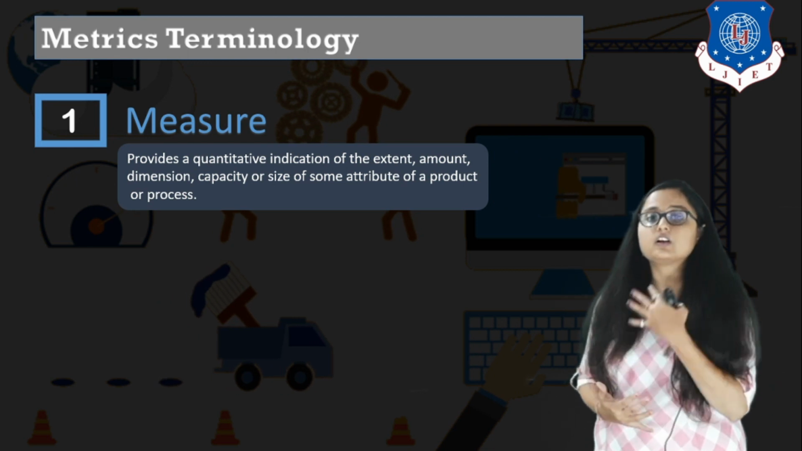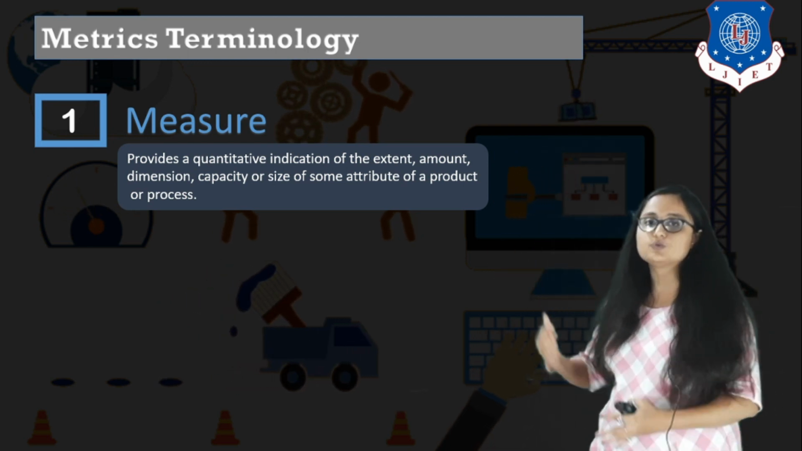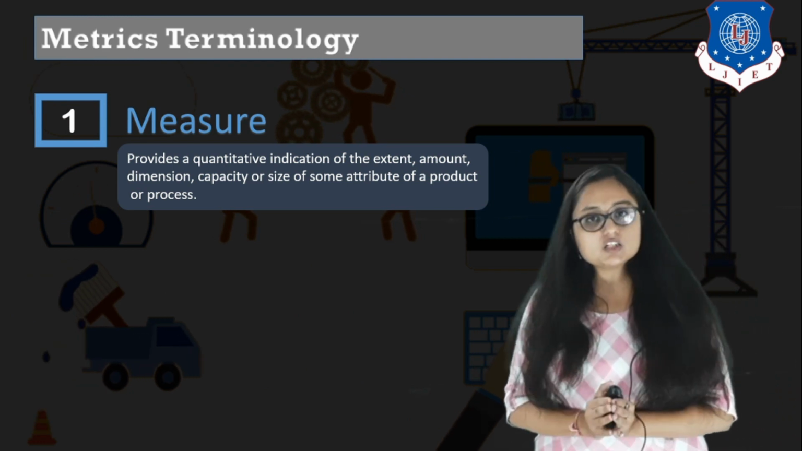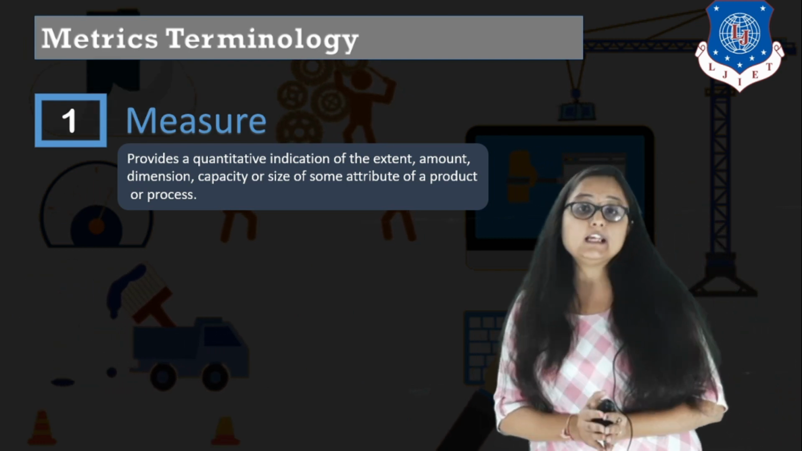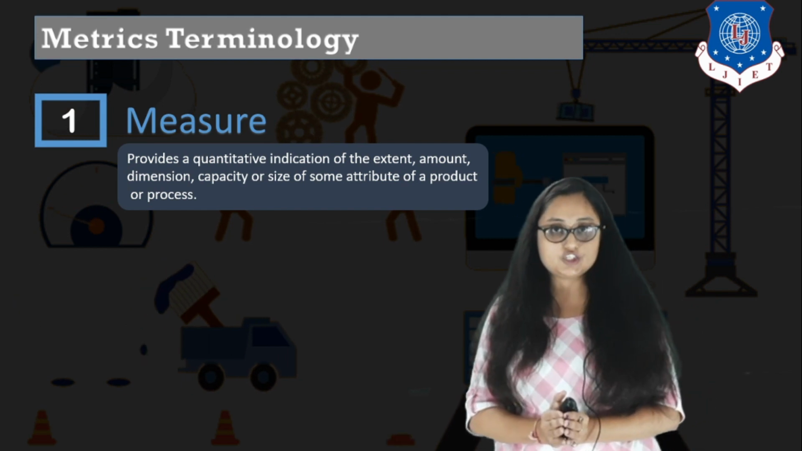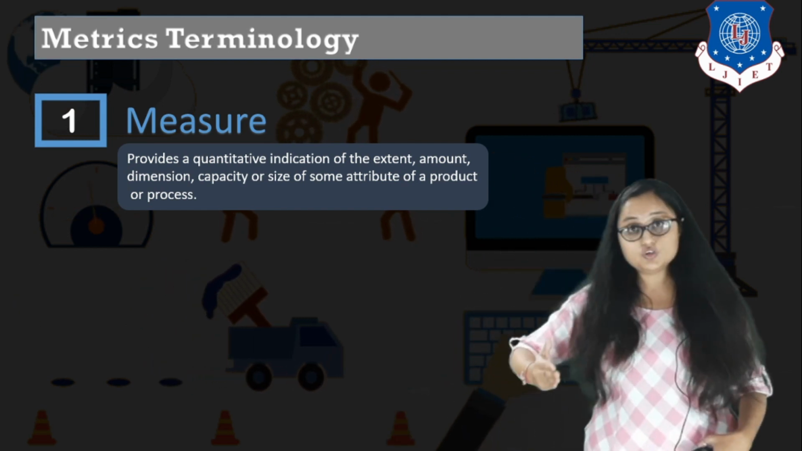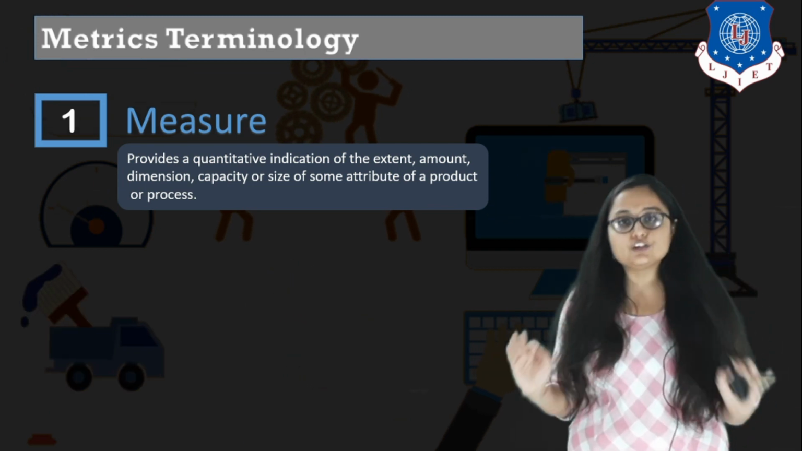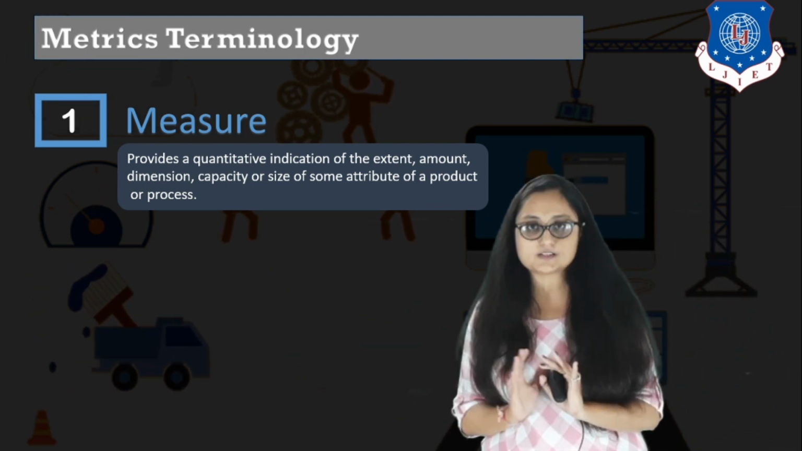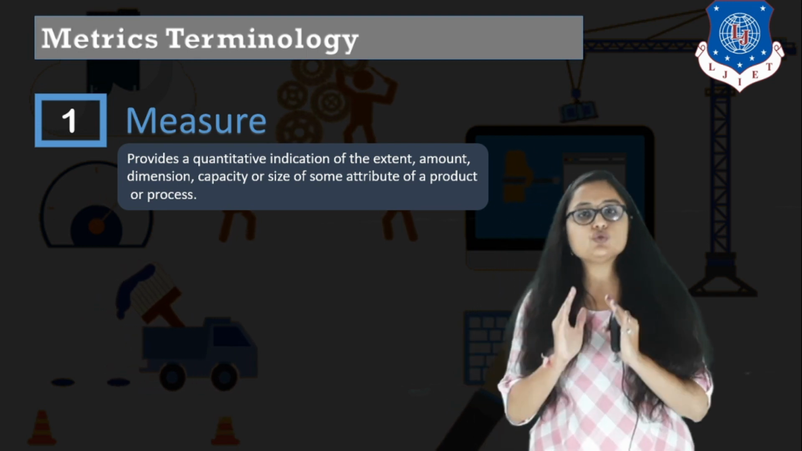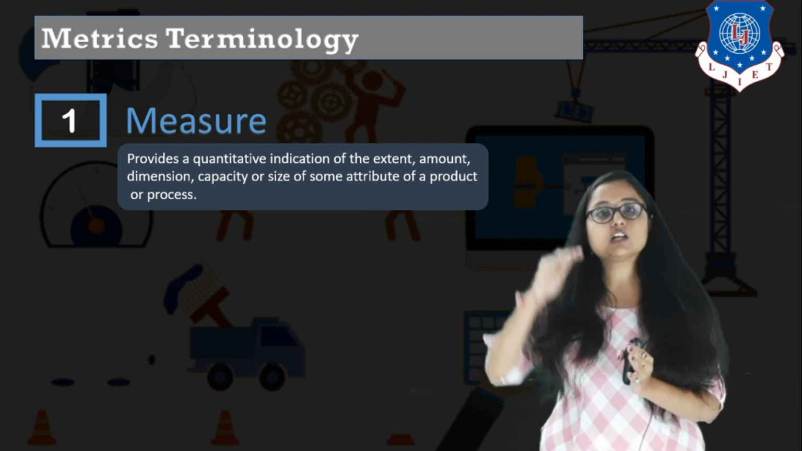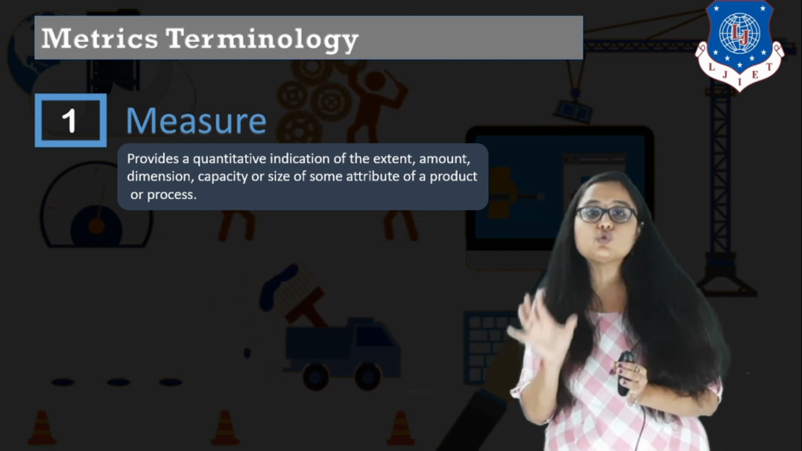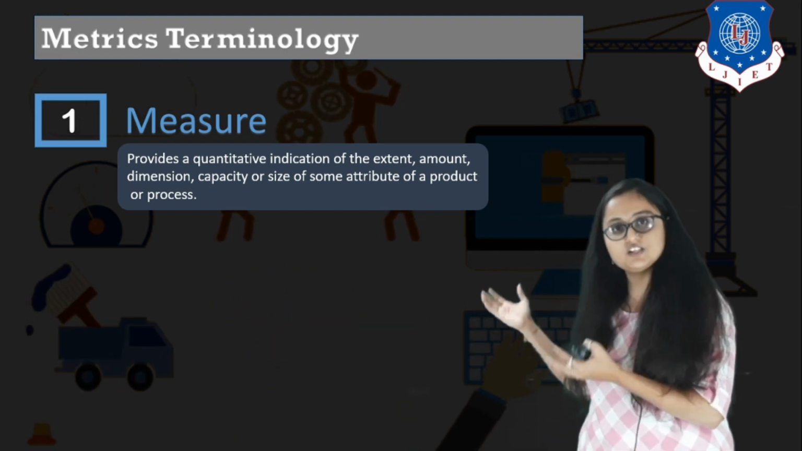But before learning what is a metric, the first word that you need to understand is measure. Now what do you mean by measure? Measure is basically providing you a quantitative indication of the extent, amount, dimension, capacity or size of any attribute of a product or process. So let's take an example. If you have code and you are counting the lines of that code, that is line of code, then the line of code's quantity is known as a measure, right?